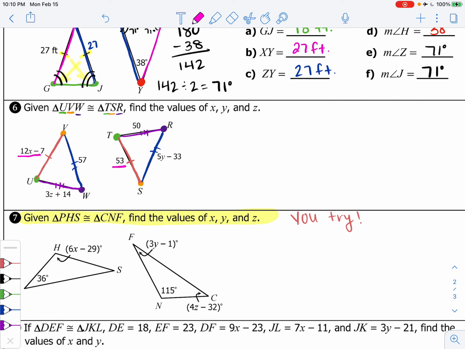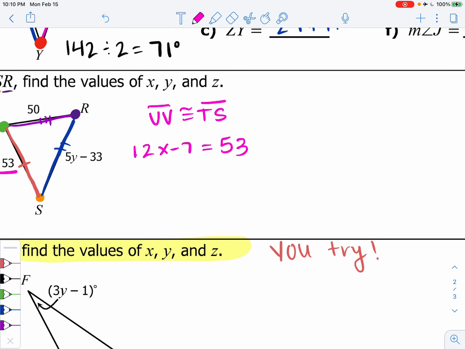So because we know UV is congruent to TS, I can set up an equation and replace UV with 12x minus 7 and say it's equal to TS, which is 53. And now I'm just solving this. So I'm going to add 7 to both sides. I get 12x equals 60. Divide by 12, and x equals 5.